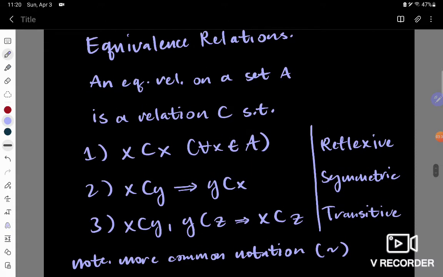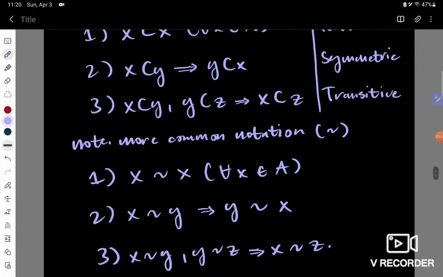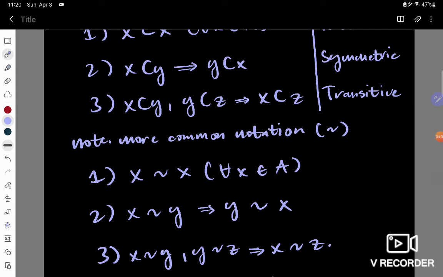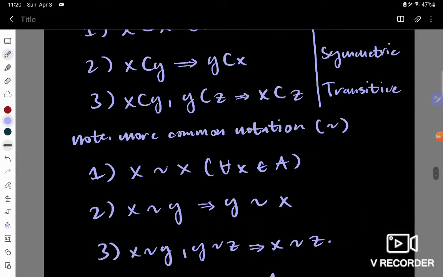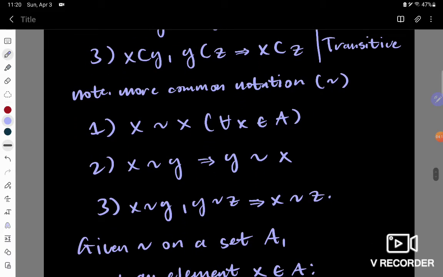Here is some notation that we might use, where C is generally for relation. Sometimes you might see uppercase R. That's less codified or strict than the notation we're about to introduce, where if you have an equivalence relation, one can almost unambiguously define it with this tilde. So the tilde can be used in place of these C's, and you can define it as follows. x is related to x is written x tilde x, similarly x tilde y implies y tilde x, and then transitivity is written x tilde y, y tilde z implies that x tilde z. This is just more common notation to show equivalence.